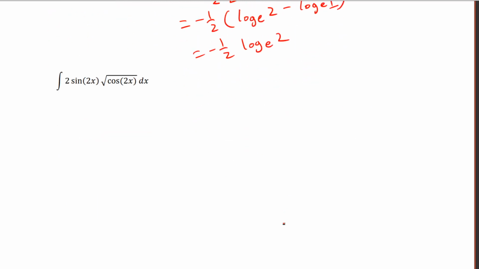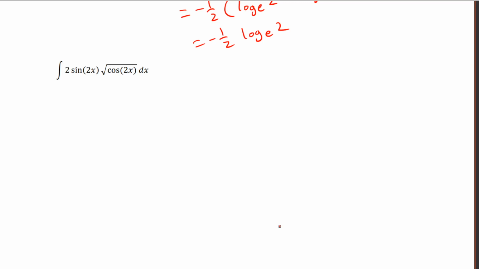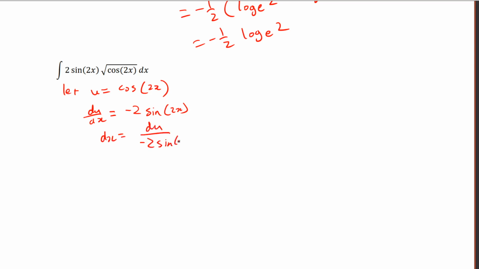Okay, and just as a final example, again, it's a non-linear substitution. I'm looking for opportunities to cancel out parts of my integral by finding an expression for u that when I differentiate it, I can cancel stuff out. So if I look at this, if I took the derivative of cos 2x, I would get minus 2 sine 2x, and that would actually cancel out nicely with this. So I'll let u equal cos 2x. du dx will be minus 2 sine 2x.